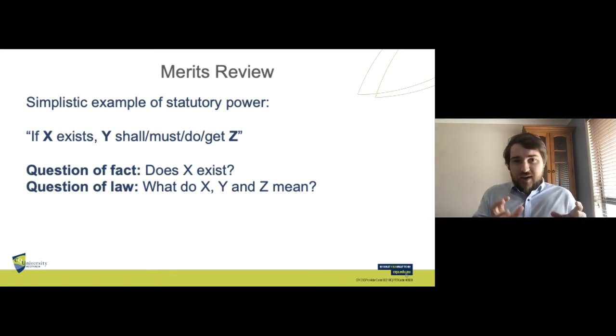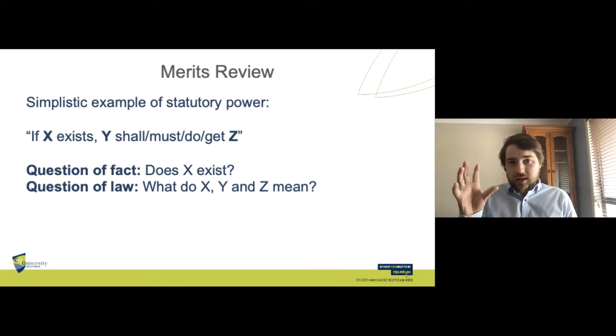The question of fact in that sort of formula is, does X exist, right? That's a matter of fact, it needs to be factually determined whether X exists. The question of law relates to, well, what does X mean? What's the definition of X? What does Y mean? Who is Y? Who's authorized to make this decision? And what does Z mean? What's the thing that they can do, should do, must do, whatever.